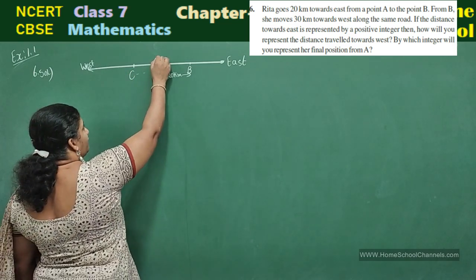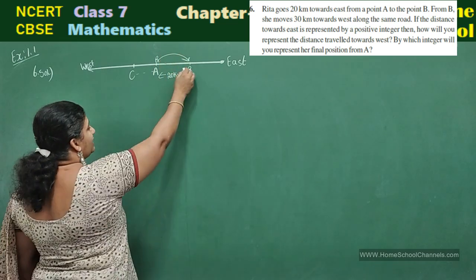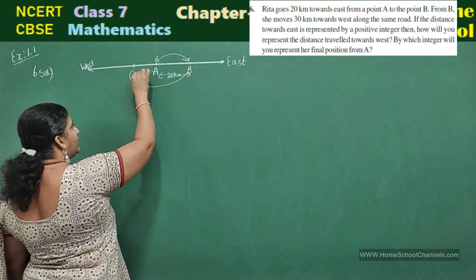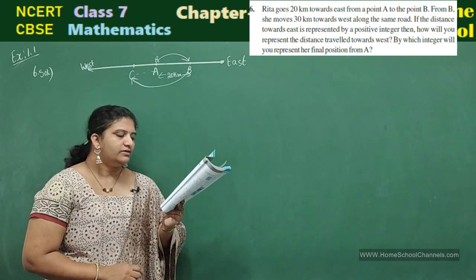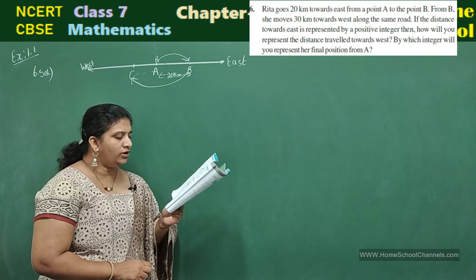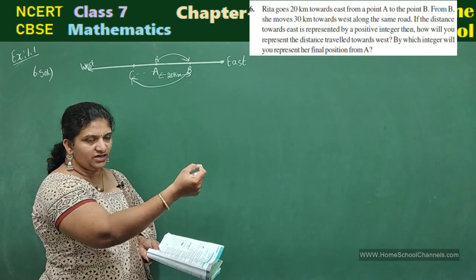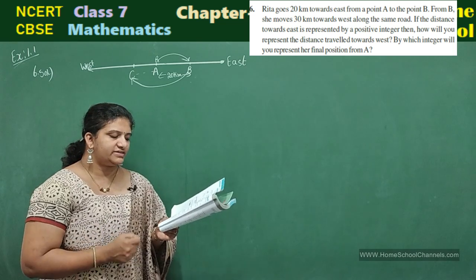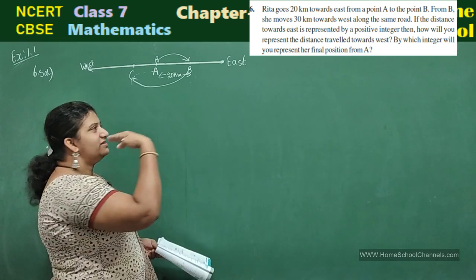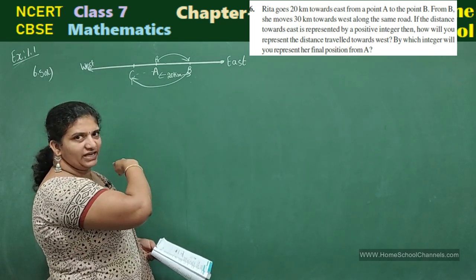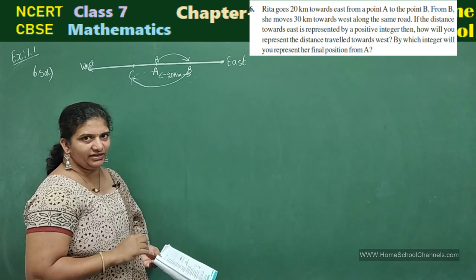First, Rita from A, she moved to B 20 kilometers towards east. And then from B, 30 kilometers, she moves to west. And your question is, towards the west along the same road, if the distance towards east is represented by a positive integer, then how will you represent the distance traveled towards west? Automatically it will be negative. Towards east positive means west negative. We know that, right? By number line you can say this side positive integers and this side negative integers.